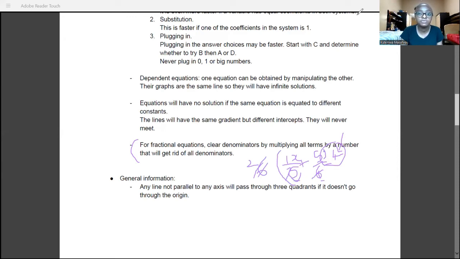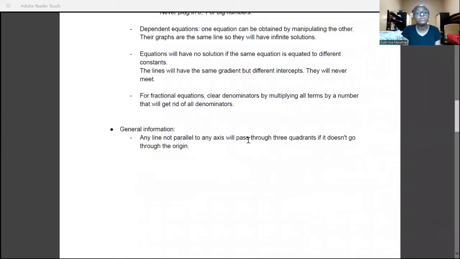Then just a random piece of information that might or might not help you, is that any line that is not parallel to any axis would pass through 3 quadrants if it does not go through the origin. I remember I once came across a question that required me to know this, which is why I added this. This is actually what I was using as my study guide. I just gathered all the key concepts and put them together.